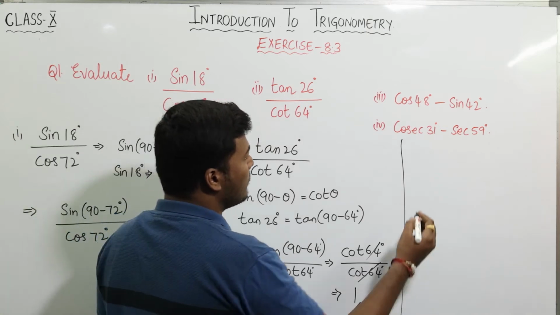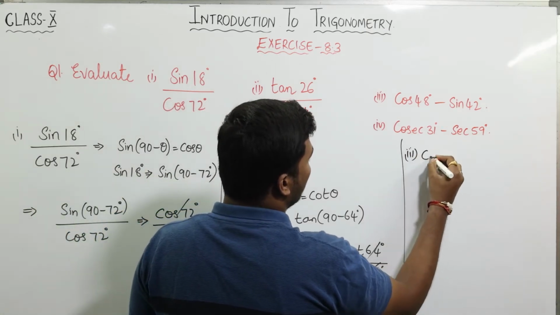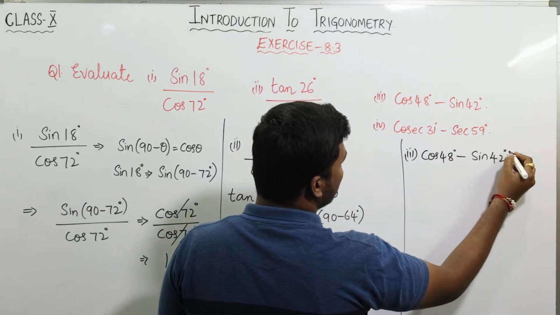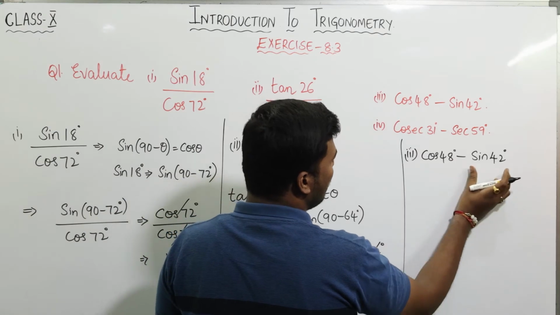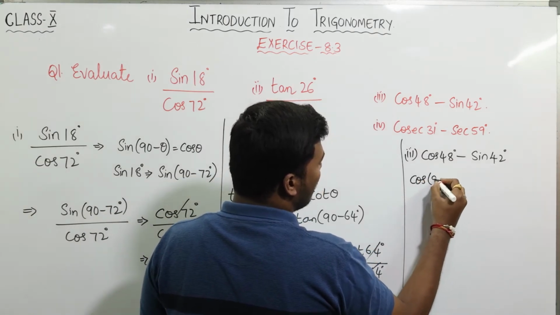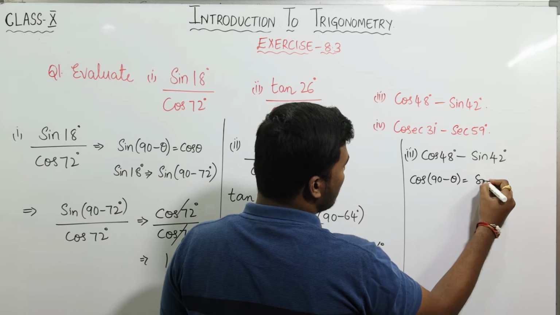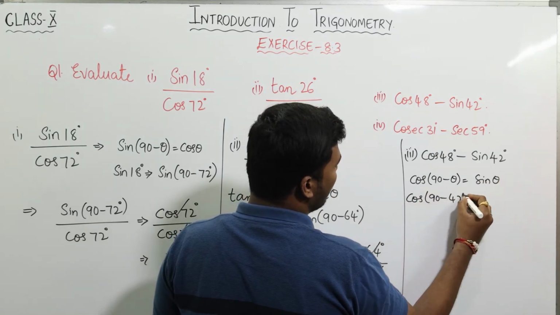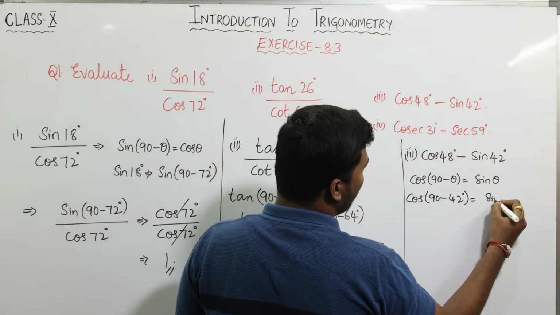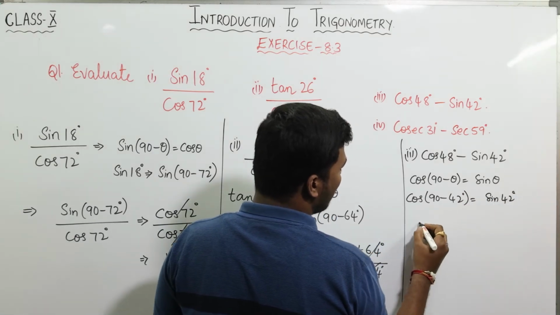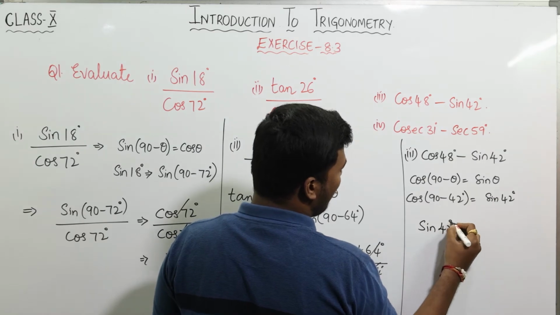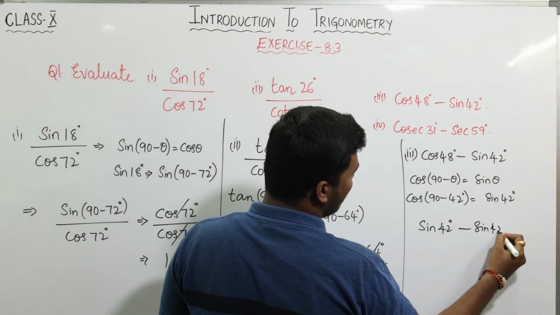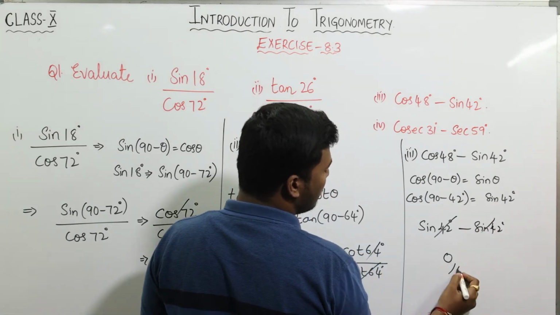And the third problem, that is cos 48 degrees minus sine 42 degrees. Here also select either cos term or sine term. If you select cos, cos 90 minus theta equals sine theta. So we are writing cos 90 minus 42 degrees, which is nothing but sine 42. So cos 48 has become sine 42 minus sine 42. Both get cancelled. The answer is 0.